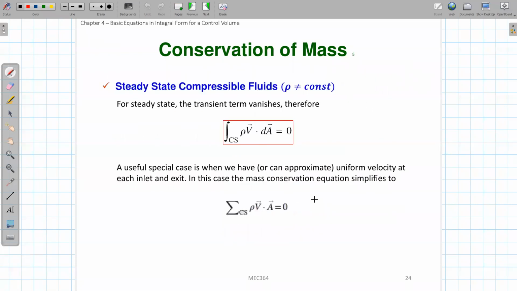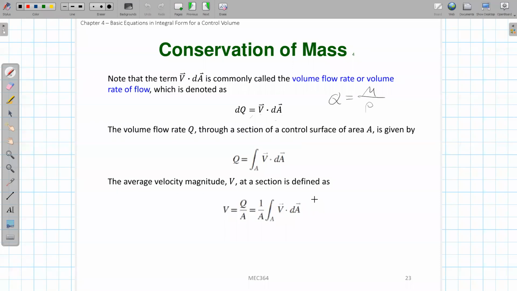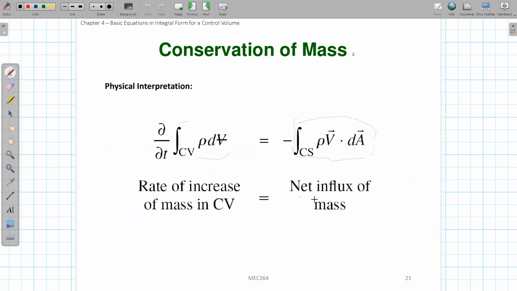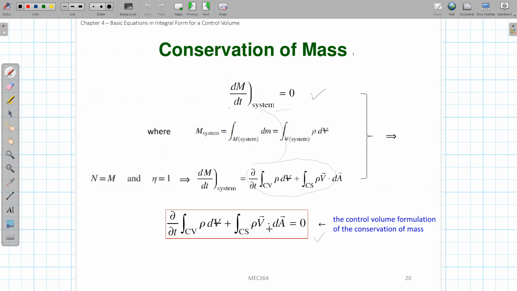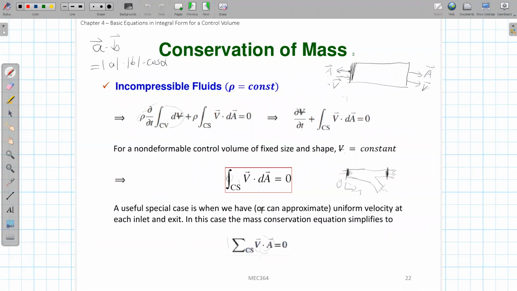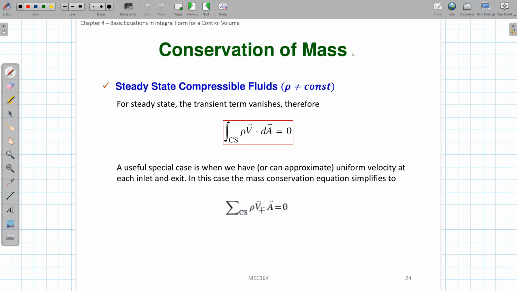The second case where you can simplify your mass equation is to assume a steady state problem, which means the transient term is going to be 0. This is the equation we derived for the mass conservation for the control volume. If you assume steady state, this term goes to 0, because it is the partial derivative with respect to t, the transient term. So the only thing left is the term on the right. By assuming steady state, we can simplify our mass conservation in this way.